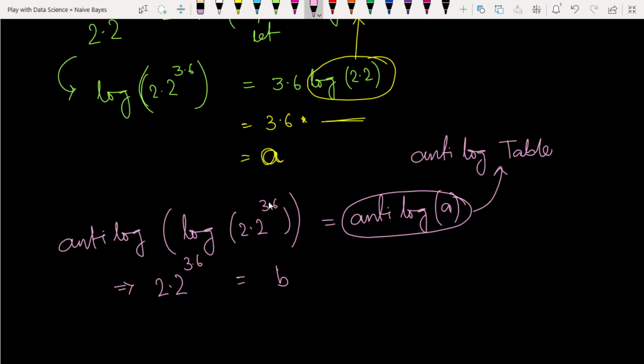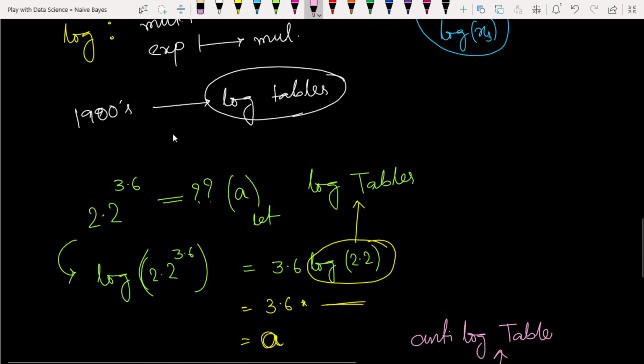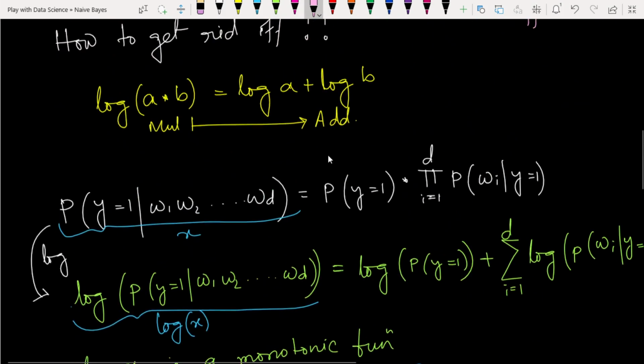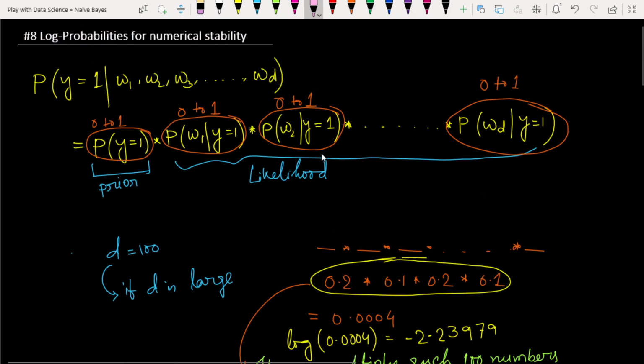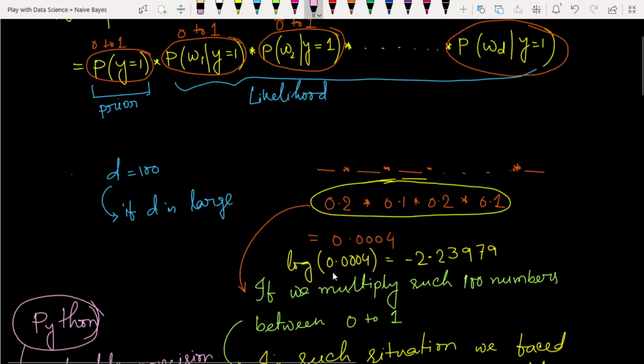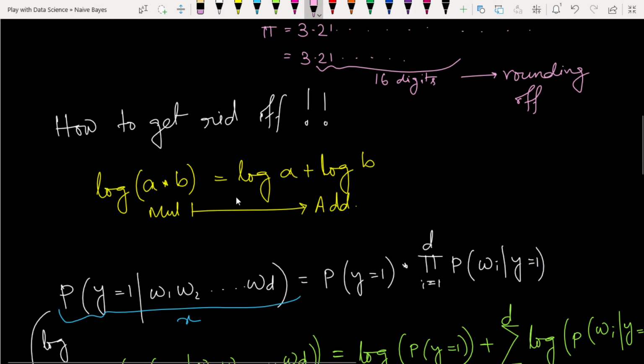Using this type of concept, in the early 1990s scientists and mathematicians calculated such complex values. I think this lecture makes clear why scientists and mathematicians take the logarithm of probabilities, because of numerical stability issues. And I think you can see how beautiful the log function is.